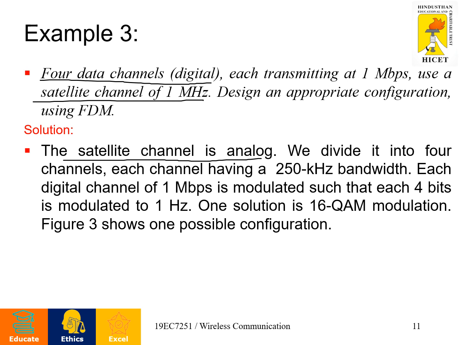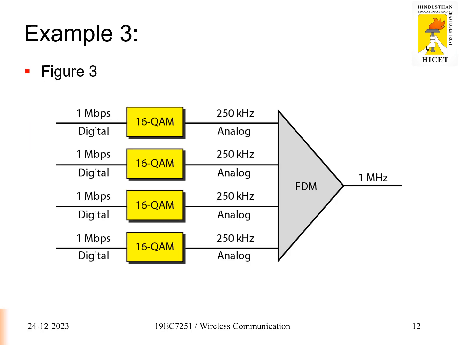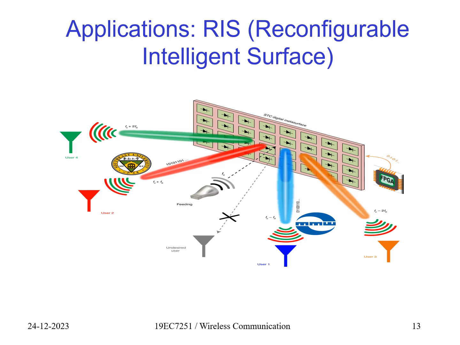So from this, the one assumption is 16 QAM can be most commonly used, and this is the diagrammatic representation of the above problem. So 1 Mbps digital channel of 4, and each 16 QAM has used the 250 kilohertz as bandwidth. So this is how the frequency is getting utilized by means of frequency division multiplexing.